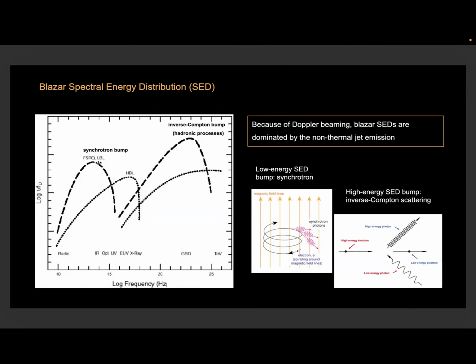And if you look at blazar spectral emission, you have this typical double bump shape where the position of the two bumps can vary according to the type of object, but in any case, the low energy bump is due to synchrotron radiation, while the high energy bump is due to inverse Compton scattering with a possible contribution of hadronic processes.